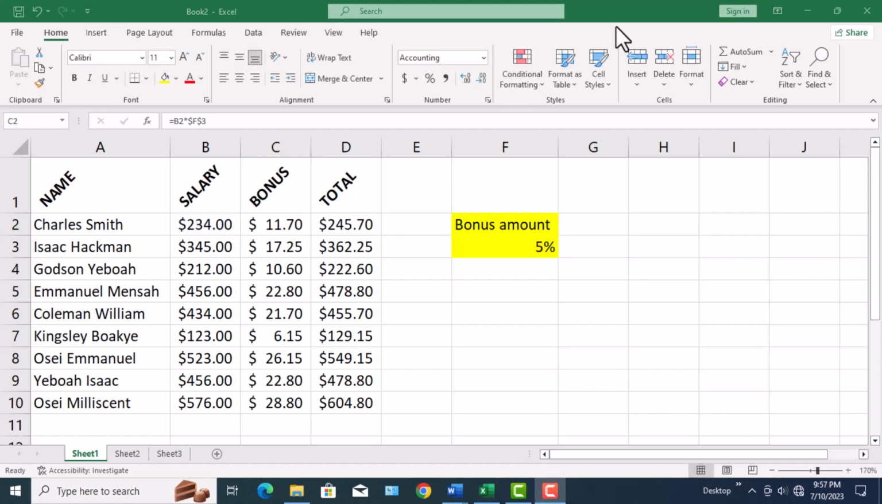So viewers, this is the difference between absolute and relative referencing.